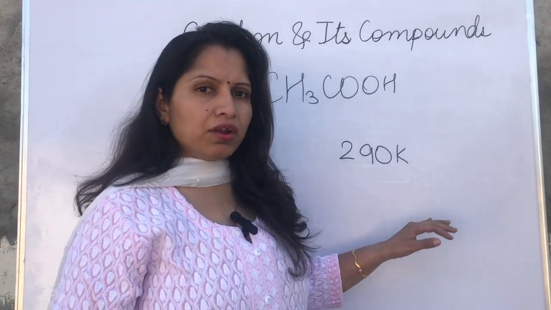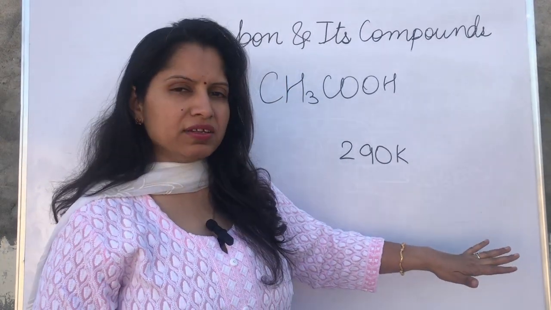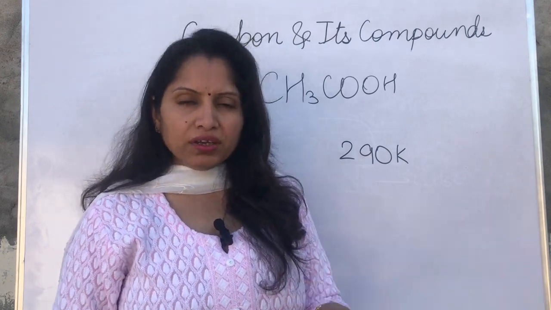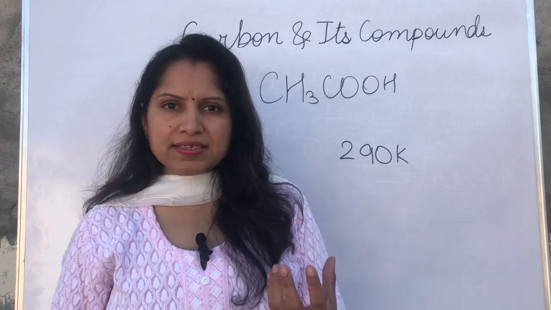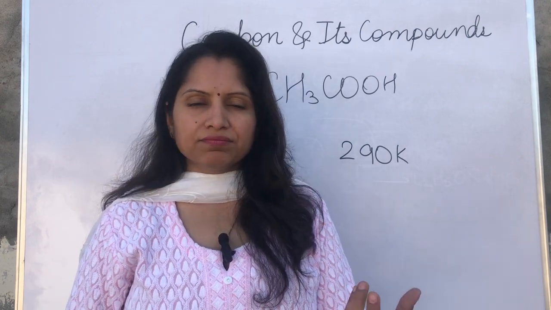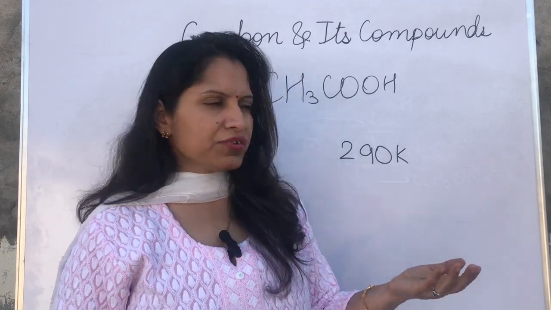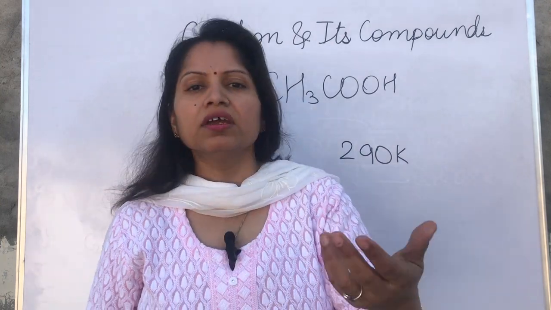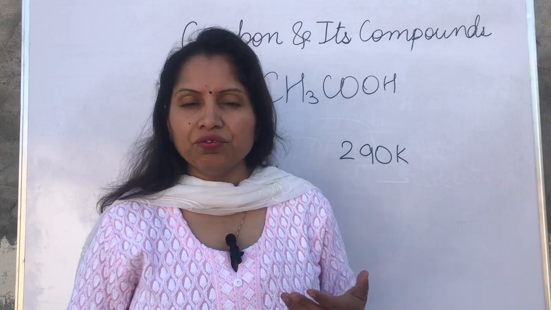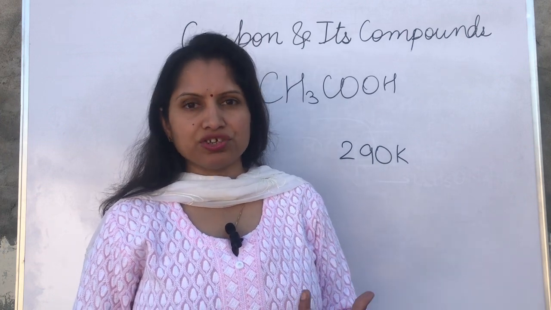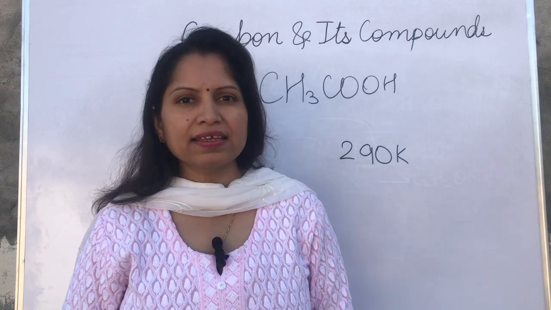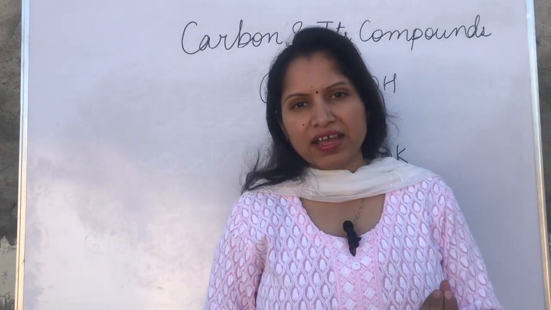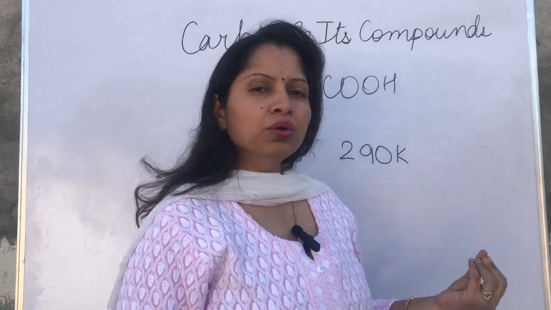It's somewhere around 17 degrees Celsius. I'm telling you in degrees Celsius because it's easier for us to relate to. So in the winter season, this pure acetic acid freezes, because its freezing point is just 290 Kelvin. 17 degrees Celsius is easily reached during winter, and it freezes and looks like a glacier. So it is also known as glacial acetic acid. One more name of acetic acid is glacial acetic acid, as it freezes during the winter season.